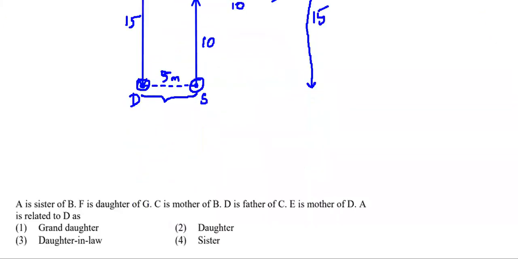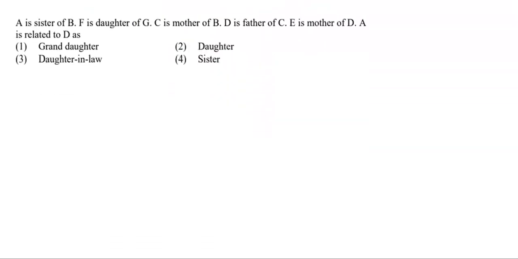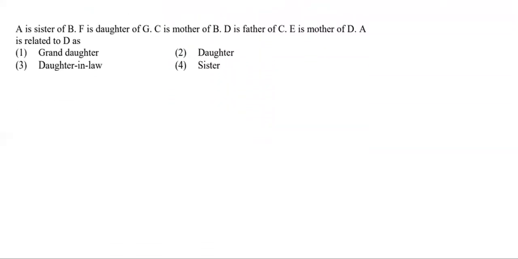Let's move on to the third question. Question number 3 is from blood relations. Let's see the question. So we have this question with many members, and the only thing we have to remember whenever we do blood relation questions is that we have to be very sure about gender and generations. These two things are really important for us to solve any blood relations question.